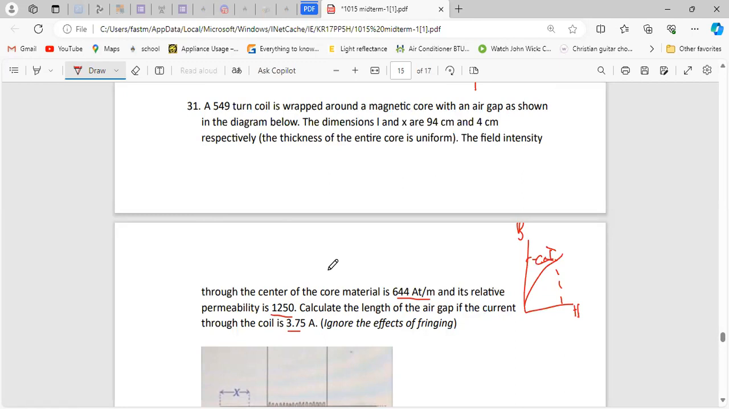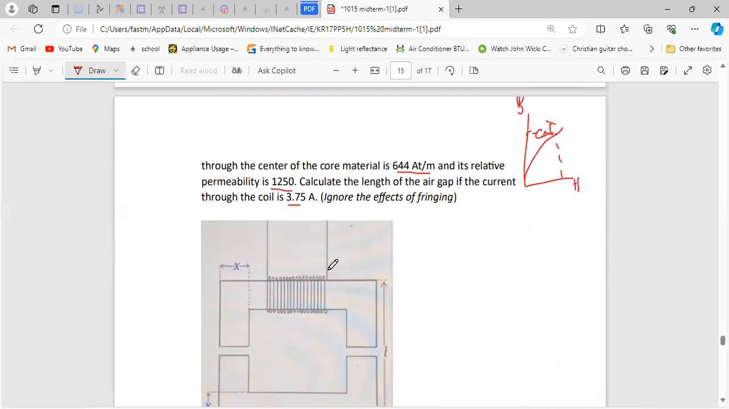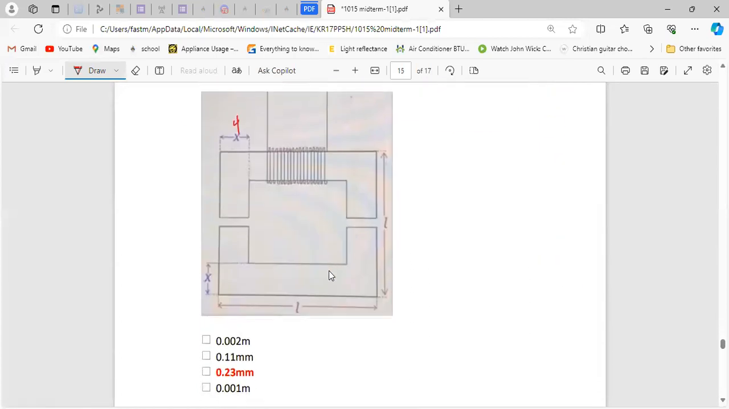Anyway. All right, so analyzing this, this is what I say X is for. And you say L is 94, right?